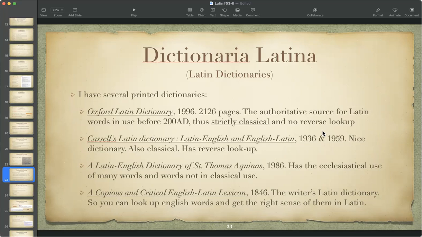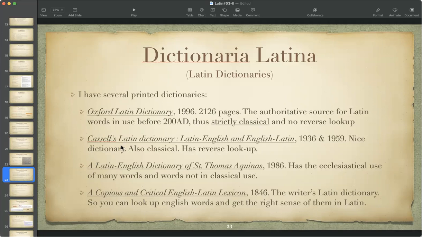Oh boy, this must have been 20 years ago. And I said, sold. I think I got it for $50, which I think sells for 500 these days. No, don't get it. Well, unless you want to. It is strictly classical though. What they did is they accumulated every word in use before 200 AD, which is considered the classical and the golden age. Okay. So it is strictly classical and there is no reverse lookup. Great dictionary. Don't recommend it for you guys.